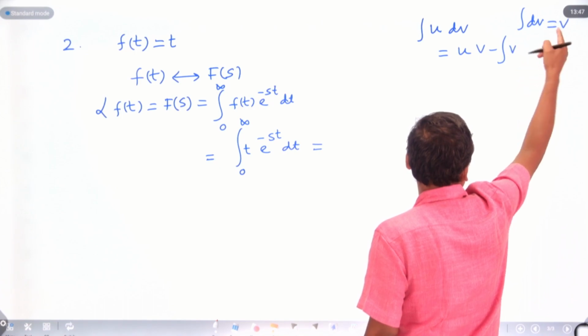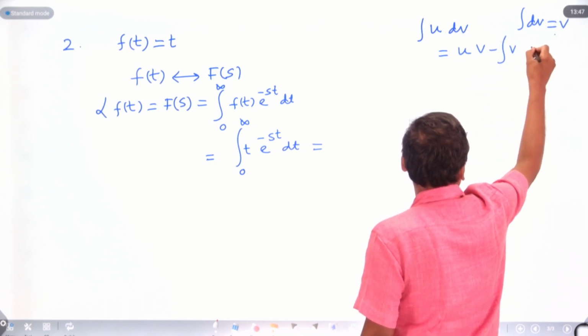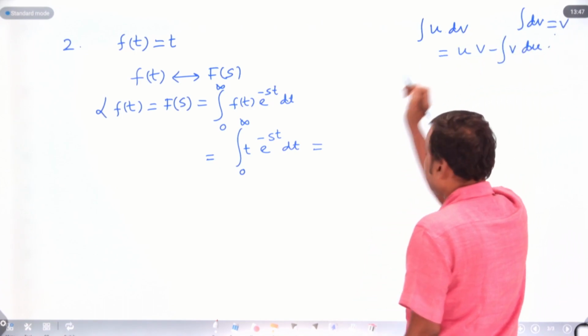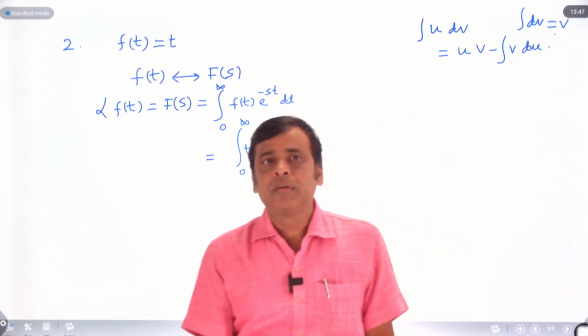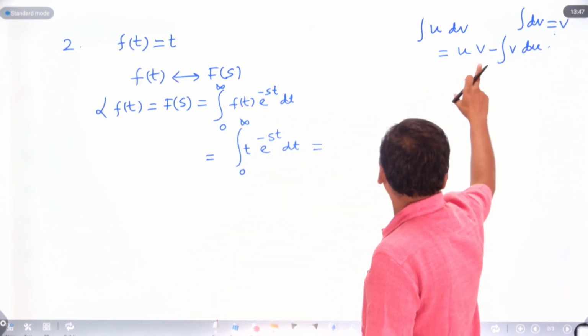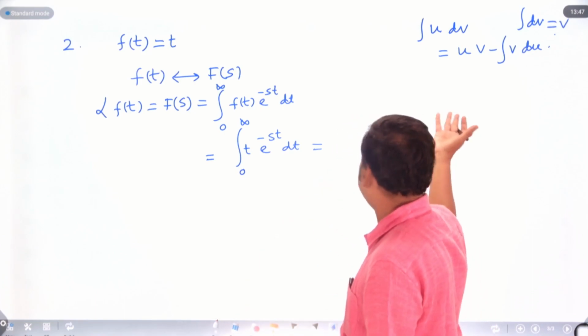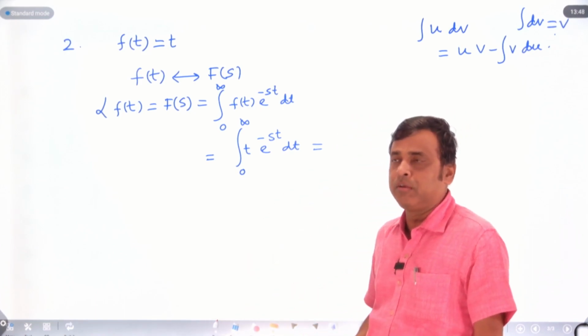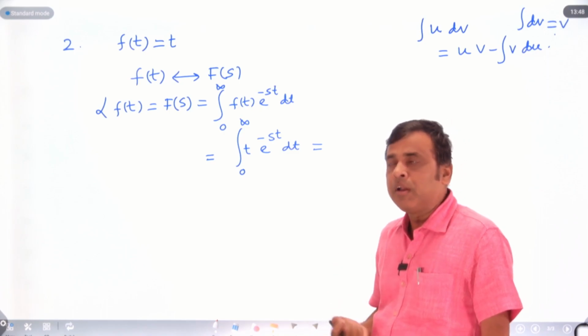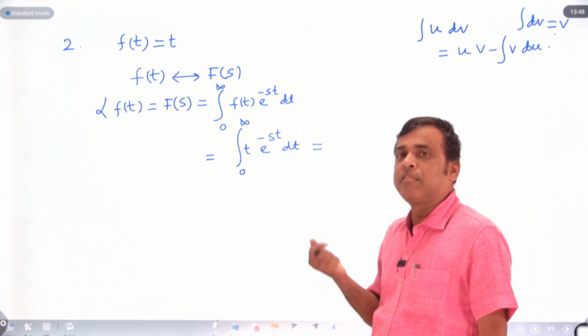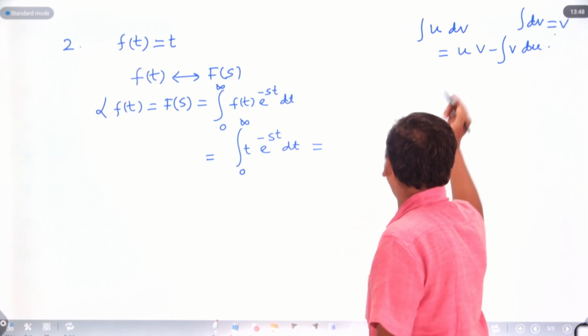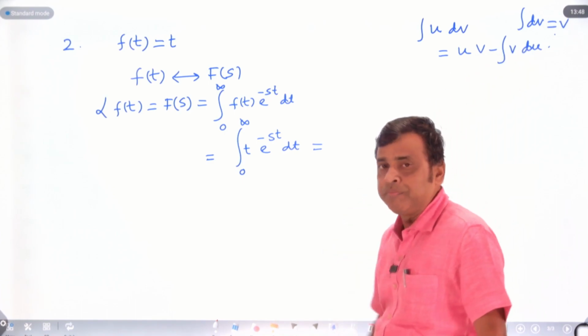Integration of the second function is your v, and the differentiation of the first is your du. This is the formula of integration by parts: first function into integration of second, minus integration of second into differentiation of first. We can say u v minus integral of v du. If u is the first function and dv is the second function, the integration of dv is your v. That's why it is u into v minus integration of v into du.